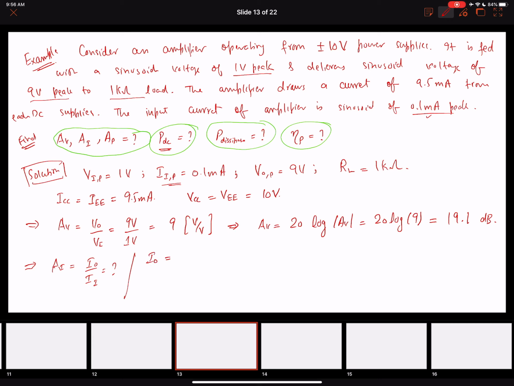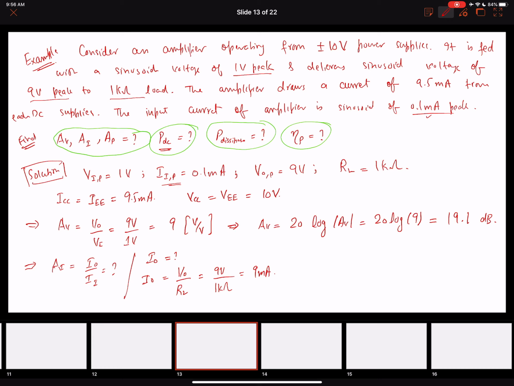So I naught should be equal to V naught over the load resistance. The value of V naught is 9 volts. Load resistance is 1 kilo ohms. It will come out to be 9 milliamperes.